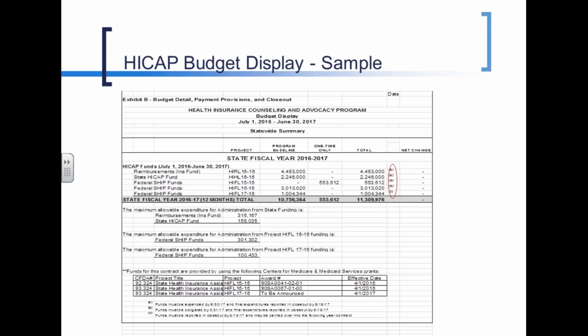So moving on to HICAP, and Amanda's going to share some information about HICAP and the footnotes for the HICAP program. Right, so again, this is a whole budget display, so we just wanted to highlight the items that we're talking about, which is in the red circled area, which is the footnotes, and again, it's A, B, and C.